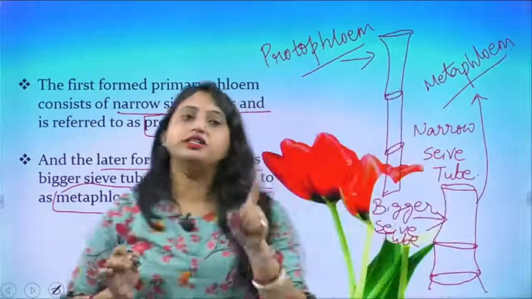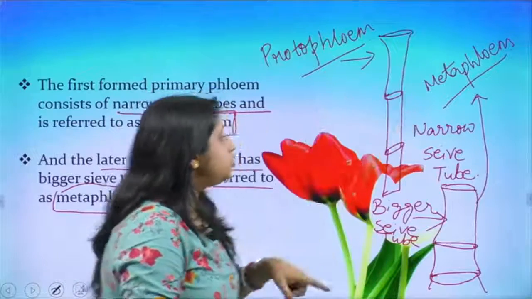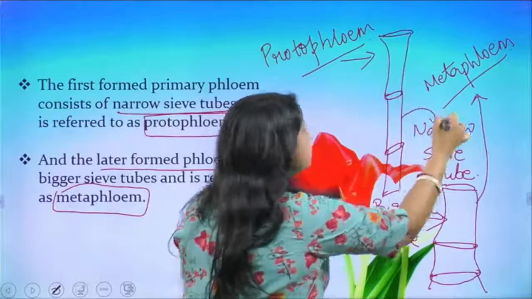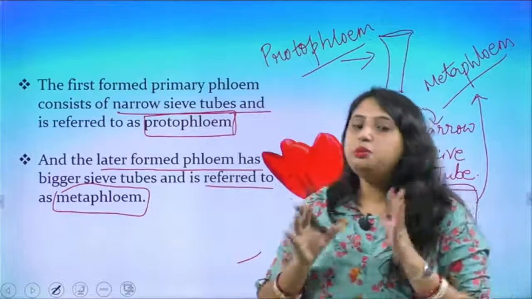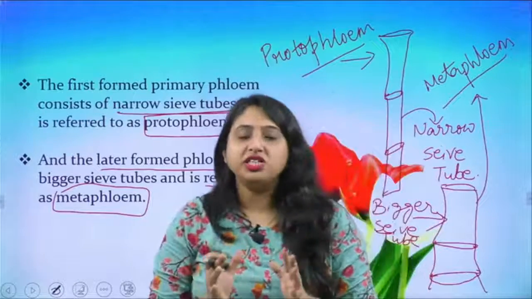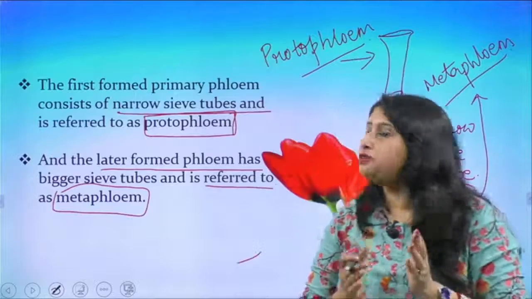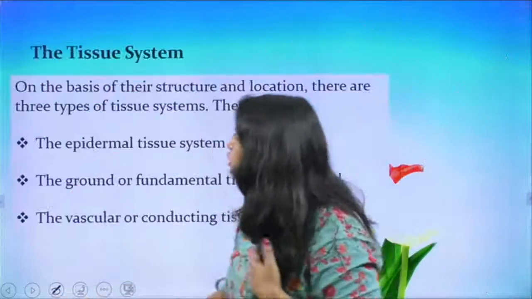Metaphloem means bigger sieve tubes, and protophloem means narrow sieve tubes. Is that clear? So based on the sieve tube, the phloem can again be classified into two types. What are they? One is protophloem and the next one is metaphloem.